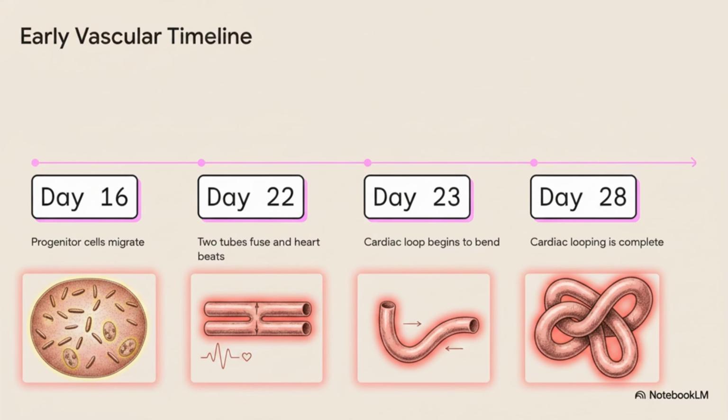On day 16, progenitor cells migrate. By day 22, two separate tubes fuse together and we get our first heartbeat. Day 23 kicks off cardiac looping, which completely finishes just a few days later, by day 28. Definitely bookmark these exact days in your mind.